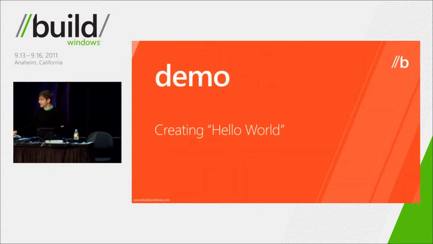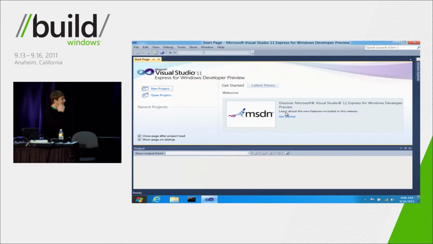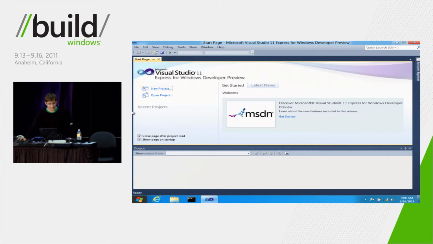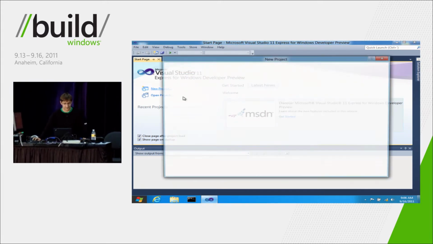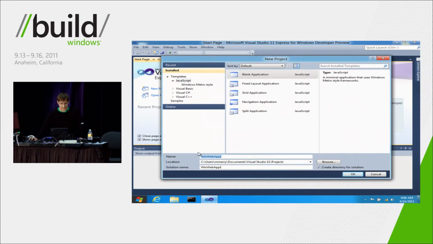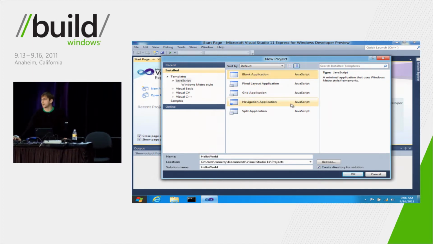And in order to get into that, the first thing we have to do is build an application. So let's go over to Visual Studio real quick, and I'm going to build the world's simplest app. So we're going to create a new project. I'm going to call this thing Hello World, like that. And we're going to make sure that it's a JavaScript application. It's just a blank application. We're not going to use any templates.